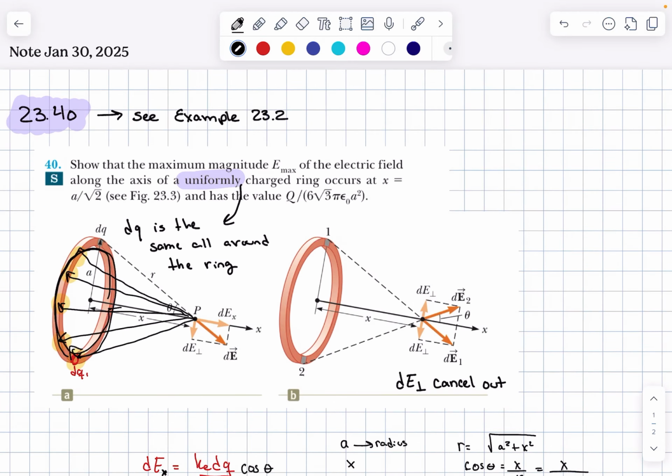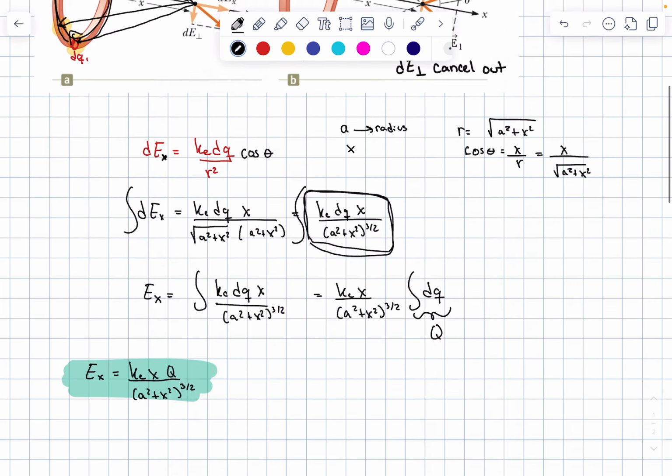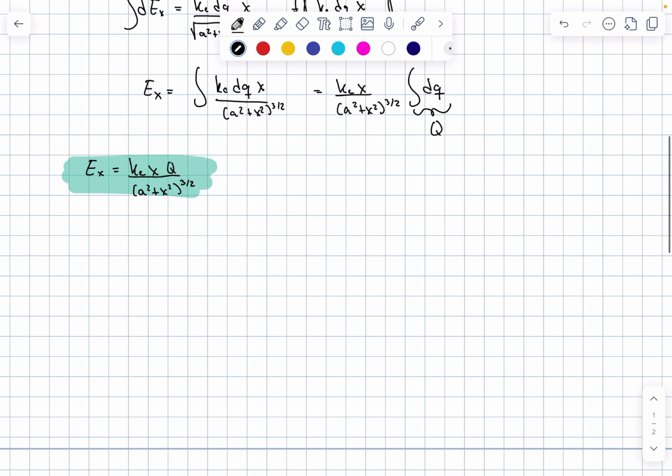It was asking us to show that the maximum value, Emax, of the electric field along the axis of uniform charge, so along x, is at x equal to a over square root of 2. Now, if you remember from your calculus classes, we know that the derivative is equal to 0 when we have a maximum or minimum. So we're going to take dEx over dx, because we care about where it is maximum along x, and we're going to set this to 0.